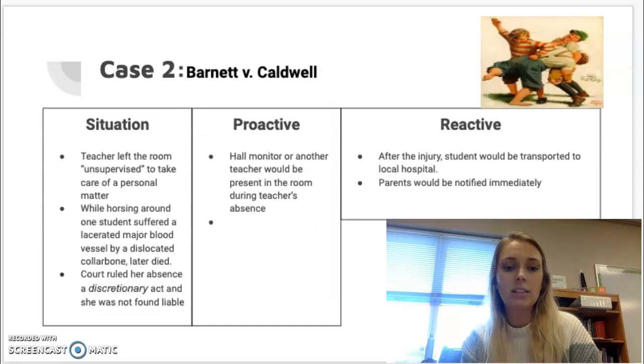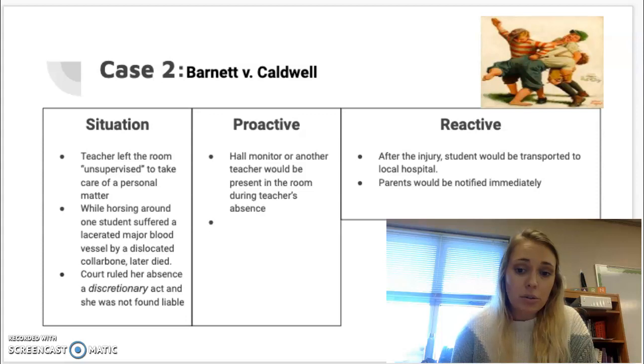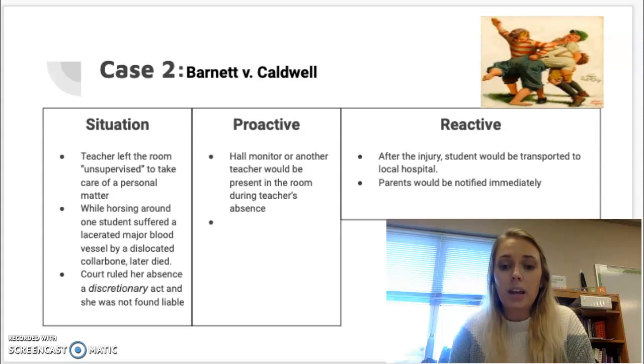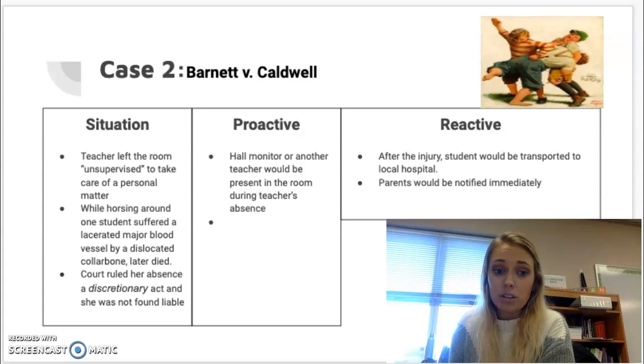So the second case that I found was Barnett versus Caldwell. In this case, a teacher left the room. She asked another teacher to watch the room. However, she basically just told them to listen and make sure everything was okay as she left. She left to take care of what would be considered a personal matter.